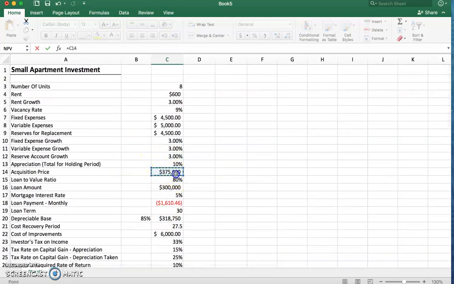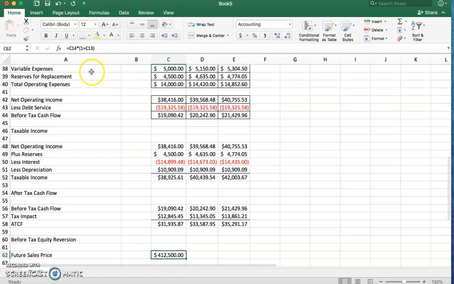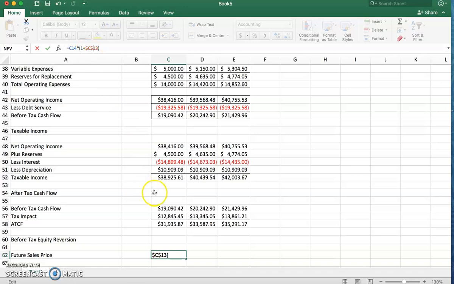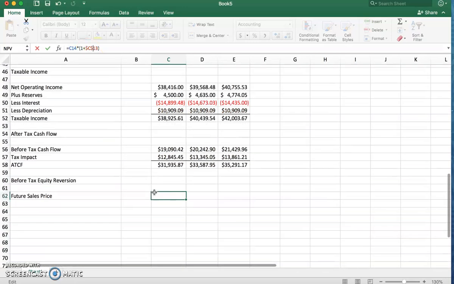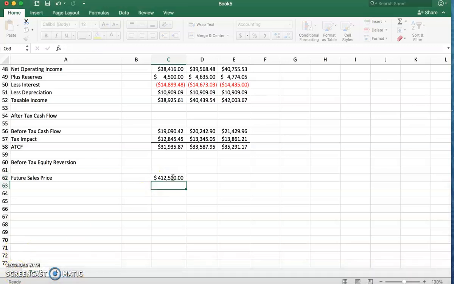Our acquisition price, 375,000. All right, times 1 plus our appreciation total for holding period is 10%. All right, and we'll make that money. And then I guess we want to lock that one. All right, that's perfect. The next thing we need is our selling costs.